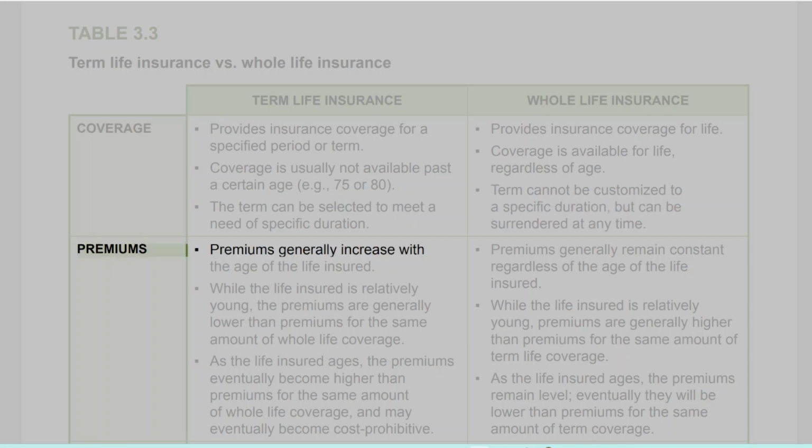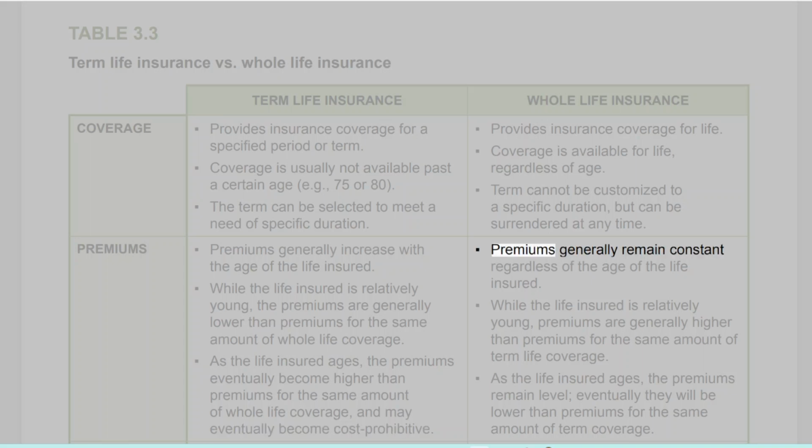Premiums. Term: premiums generally increase with the age of the life insured. While the life insured is relatively young, the premiums are generally lower than premiums for the same amount of whole life coverage. As the life insured ages, the premiums eventually become higher than premiums for the same amount of whole life coverage, and may eventually become cost prohibitive.